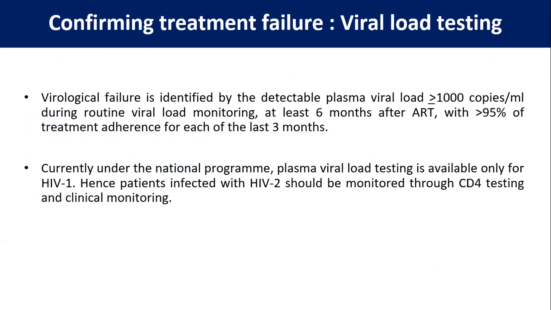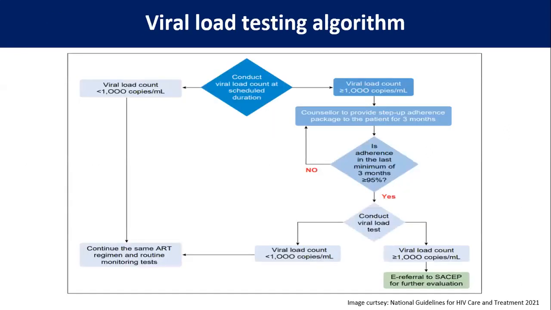We know any viral load of more than or equal to 1,000 copies per ml after 6 months of ART, with more than 95% treatment adherence for each of the last 3 months, we say it is a confirmed viral failure. Currently, under the national program, viral load for HIV-1 is available. So for HIV-2 infection, we need to monitor CD4 and clinically.